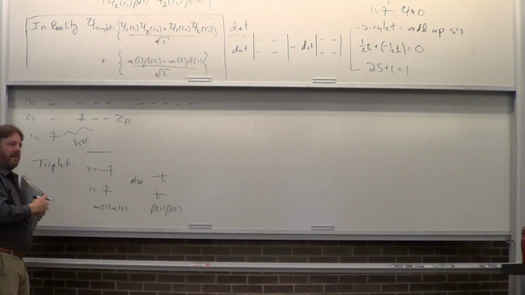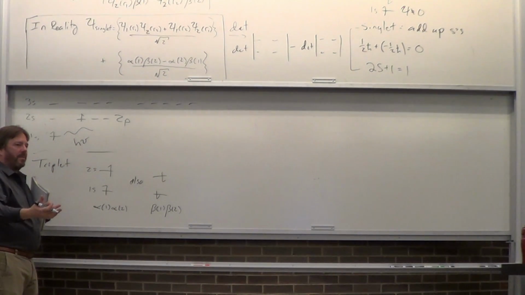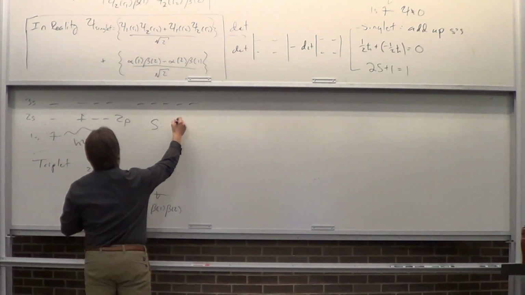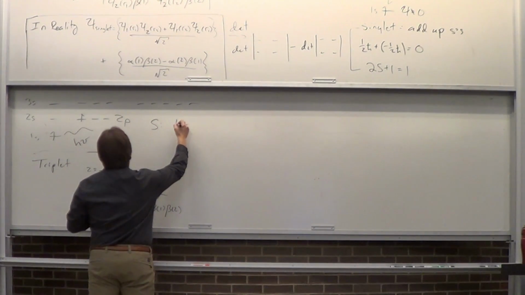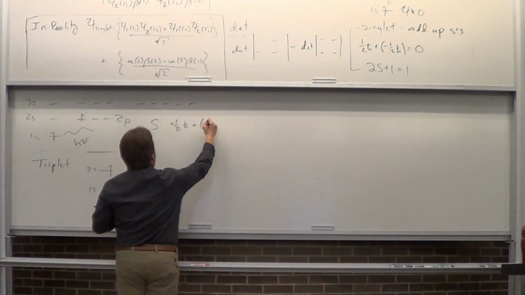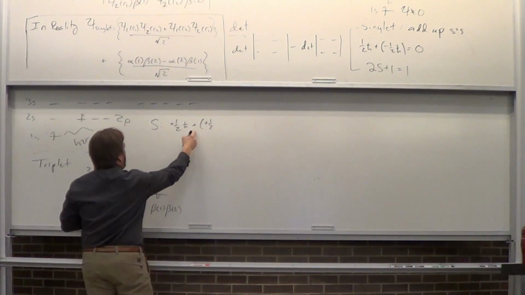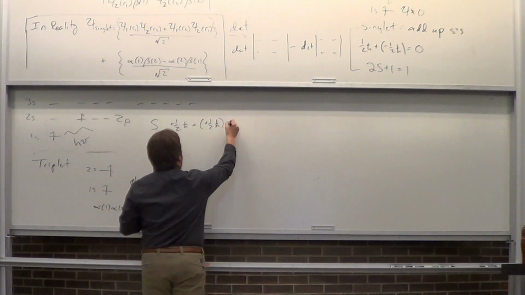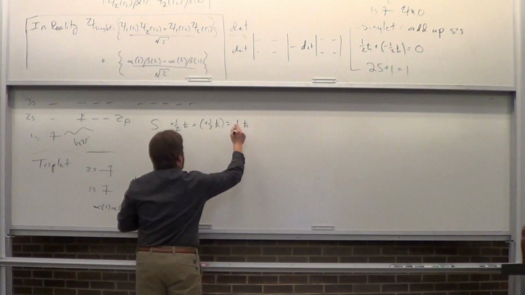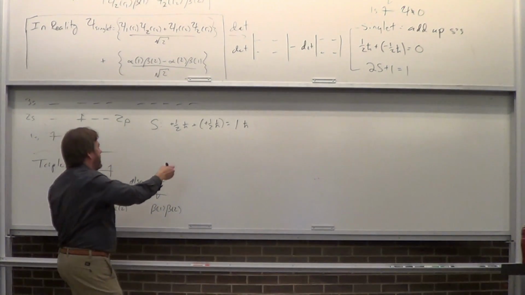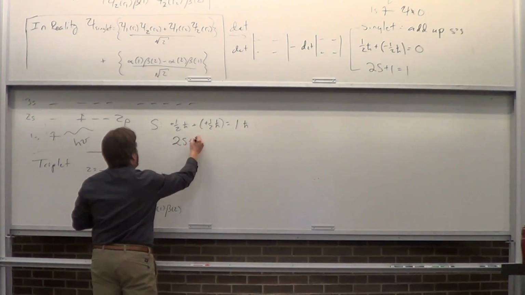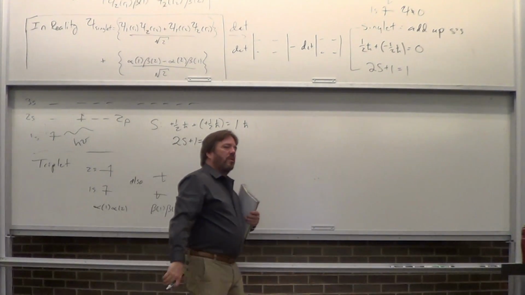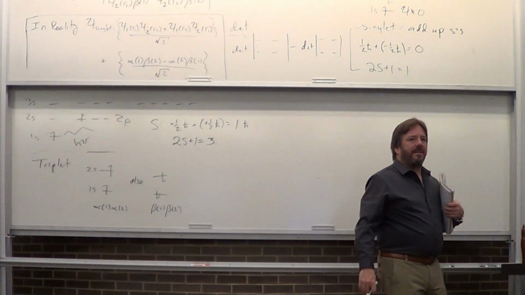Spin up, right? Singlets were spin up, spin down. So let's see what S is. I've got one half ħ plus 1/2. Now notice I'm doing this plus 1/2 ħ, because it could have been plus minus 1/2 ħ, which is what I had for a singlet, which gave me 0. And notice that 2S plus 1, which is the degeneracy, is the number 3. So triplet: 3 states, 3 degeneracies.